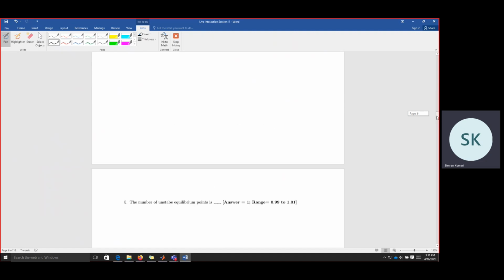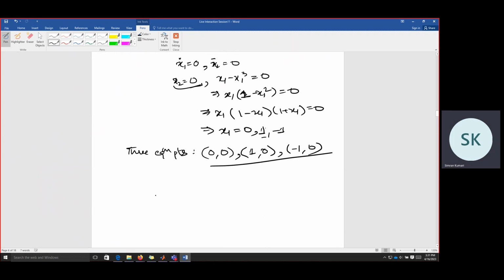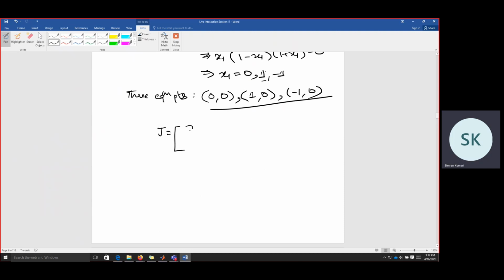The number of unstable equilibrium points. For checking the stability and instability, we'll just linearize this system and find the Jacobian of this one. So let us find the Jacobian. Let us suppose this is f1 and this is f2. So we have to find del f1 by del x1, del f1 by del x2, and then del f2 by del x1, del f2 by del x2.